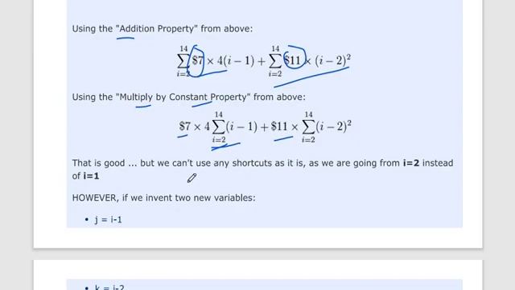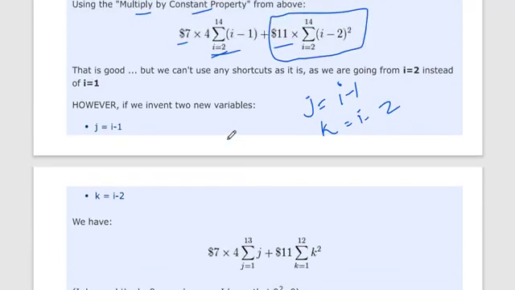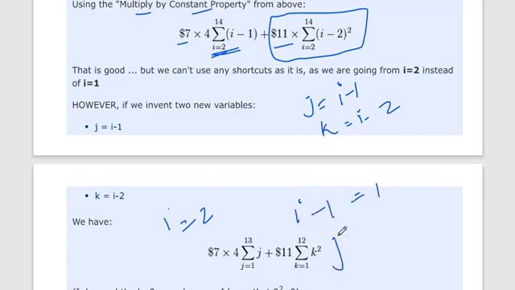So let's say we invent a new variable. Let's say j is equal to i minus 1, and for the second term we can say k is equal to i minus 2. So what will happen if i is equal to 2? If we use j is equal to i minus 1, then i minus 1 is equal to 1, so j is equal to 1.